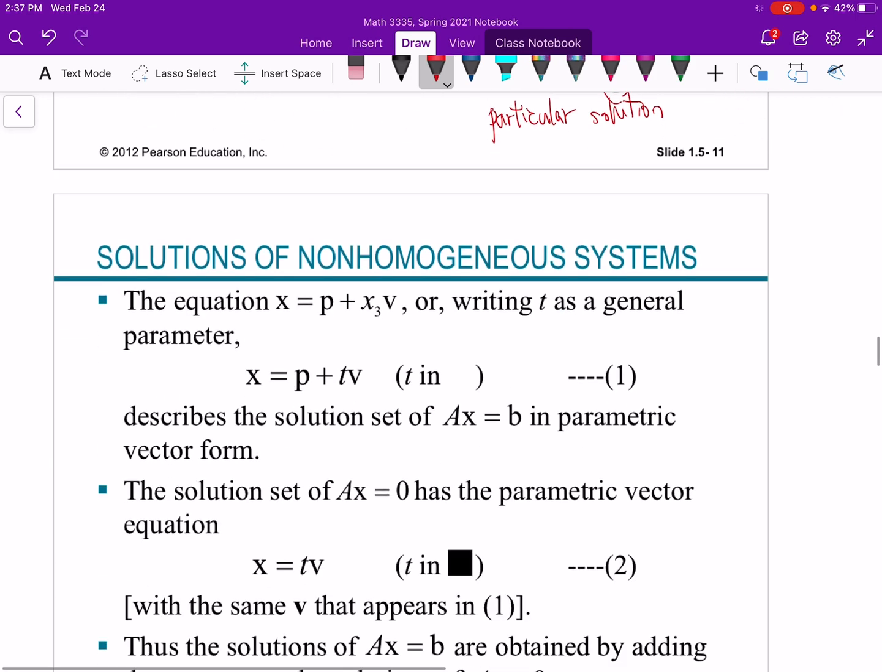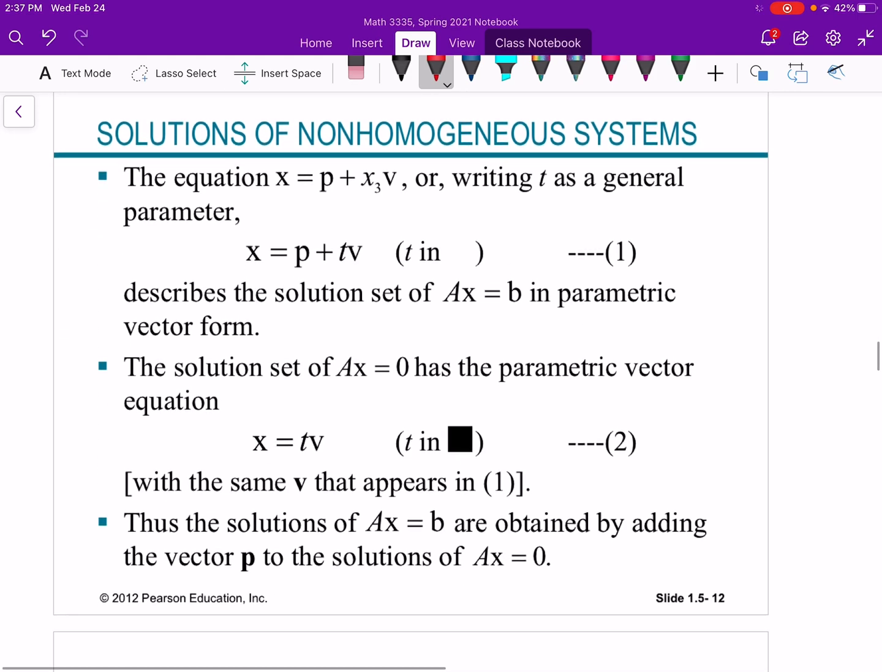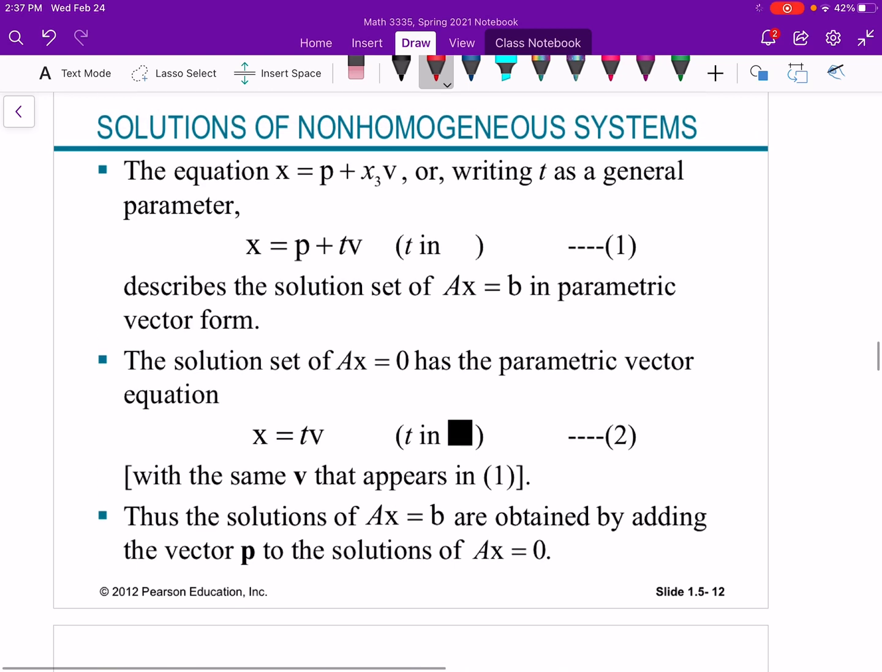So the equation x equals p, the particular solution, plus x3 times v, the homogeneous solution. Writing t as a general parameter, x equals p plus tv. So that's a solution to the non-homogeneous system, and it describes the solution set in parametric vector form right here. And that's in R.